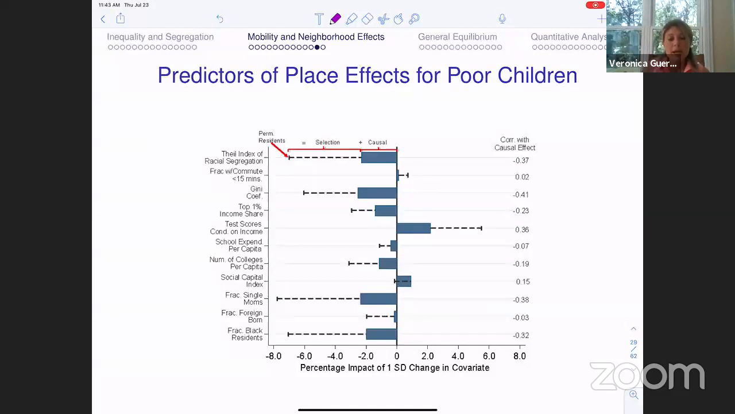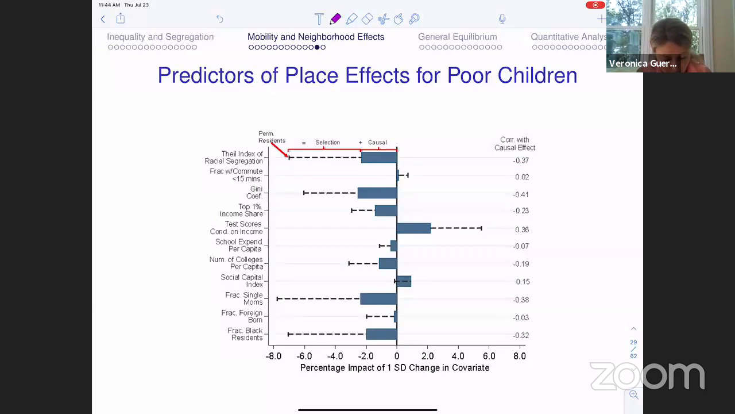The other thing that they do in these papers is look at predictors of place effects for poor children. And so again, what are the good neighborhoods and what are the bad neighborhoods? Because they don't start with some fundamentals, they just decide what is a good neighborhood by looking at the income of the kids when they grow up. So then they can back out and look at the characteristics of these neighborhoods that endogenously show up as good and bad neighborhoods.